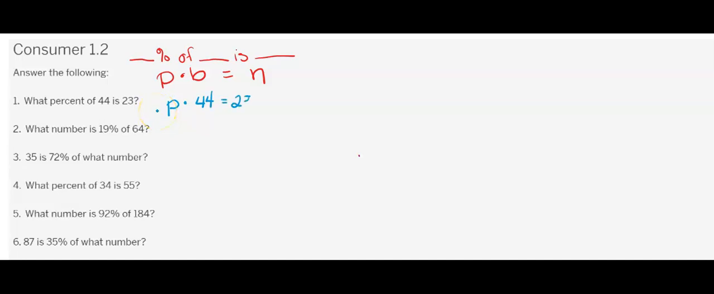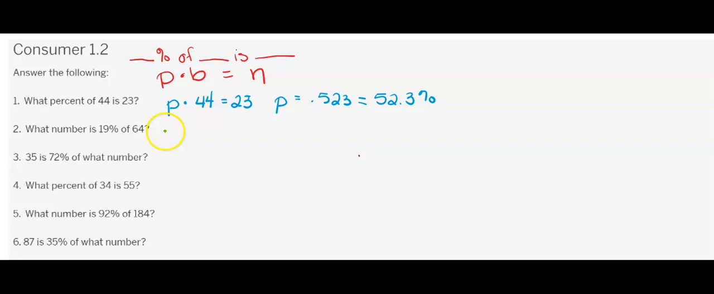I divide both sides by 44 and I get P equals 0.523. That's a decimal, not a percent. I need to turn it into a percentage by moving my decimal 2 places to the right, and when I do that I get 52.3%.